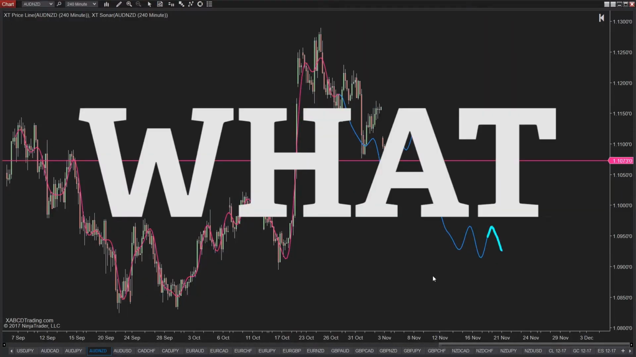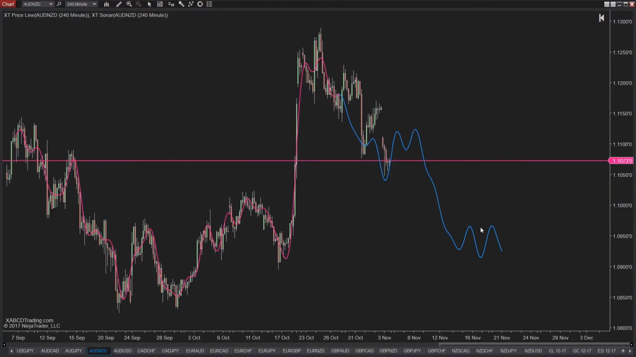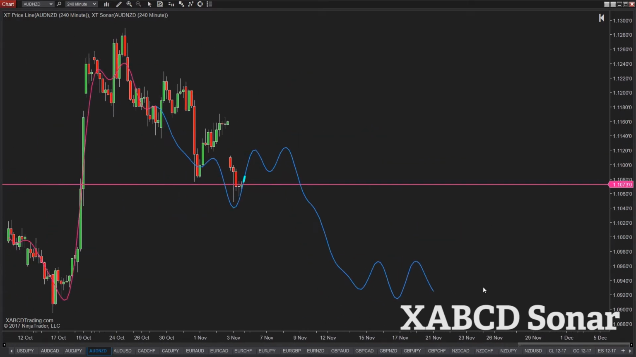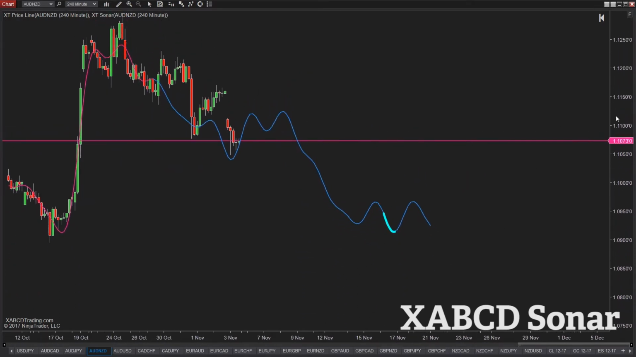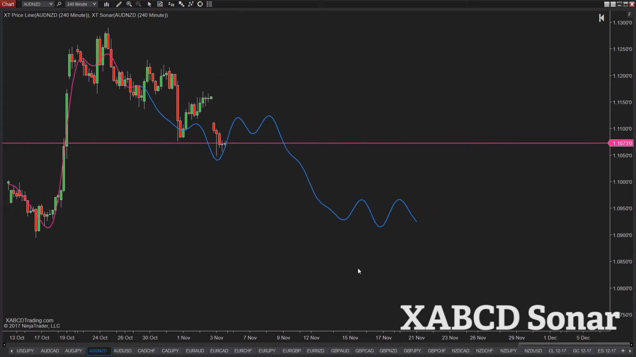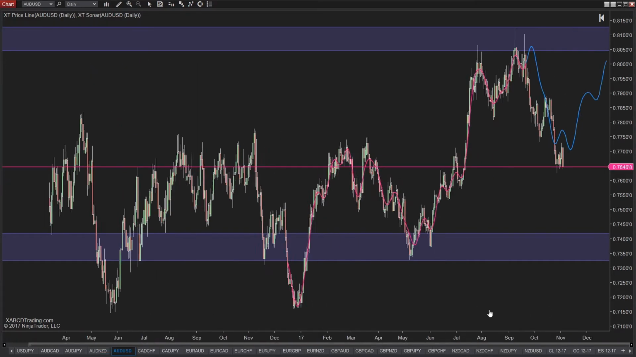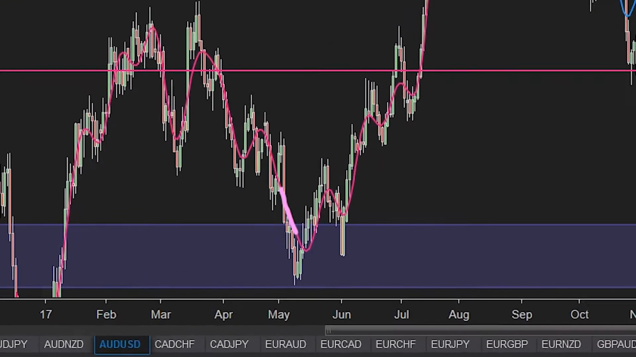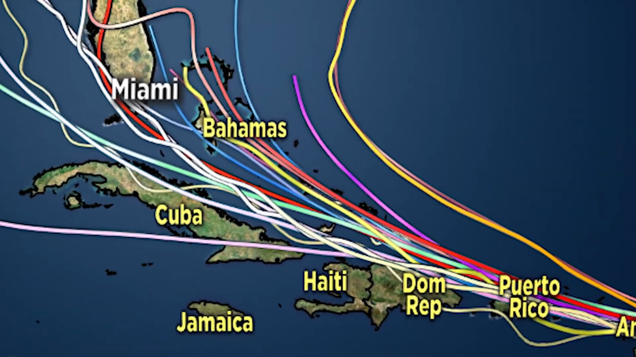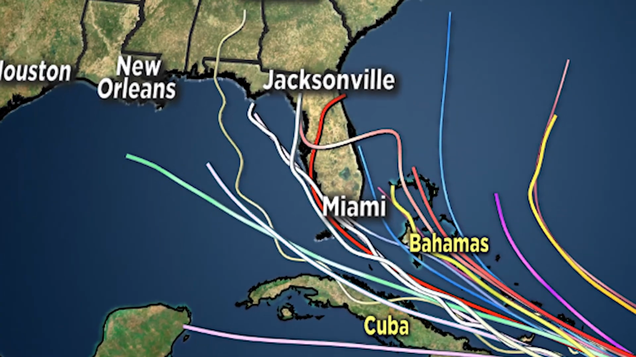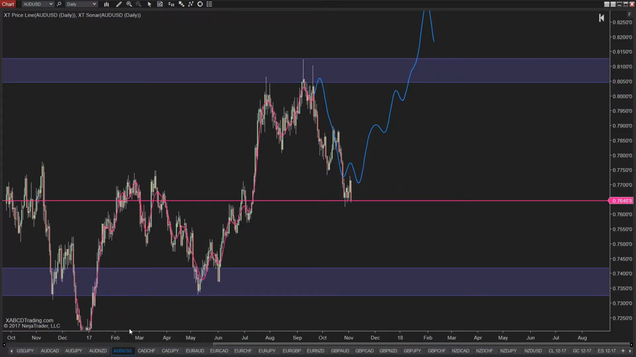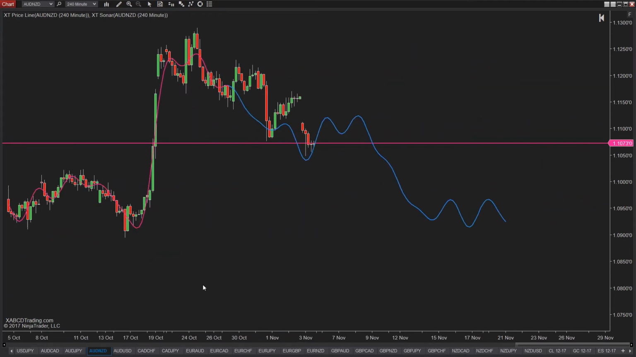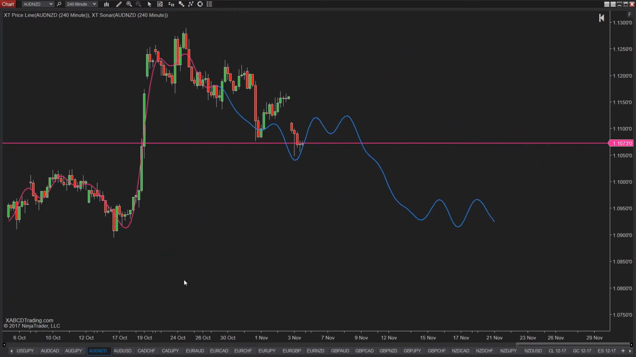Okay, let's start with what. So this squiggly line here is an indicator called XABCD Sonar, and it works with frequency waves in a similar way that passive sonar would work in the feedback loop. I don't want to overcomplicate you with the details, but this is a non-linear indicator. So it works the same way that hurricane systems project a path and update to weather conditions as they change. Okay, so sonar does the same. It produces a frequency wave that forecasts and updates as the market conditions change.